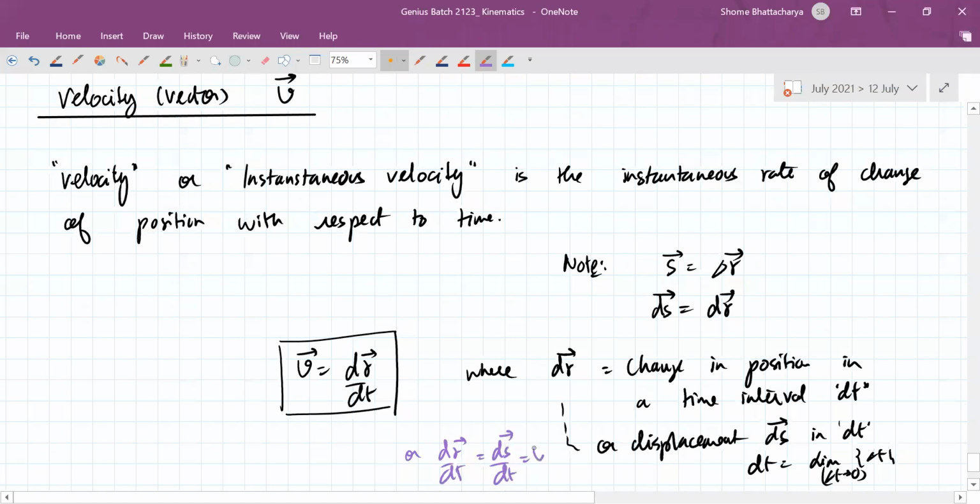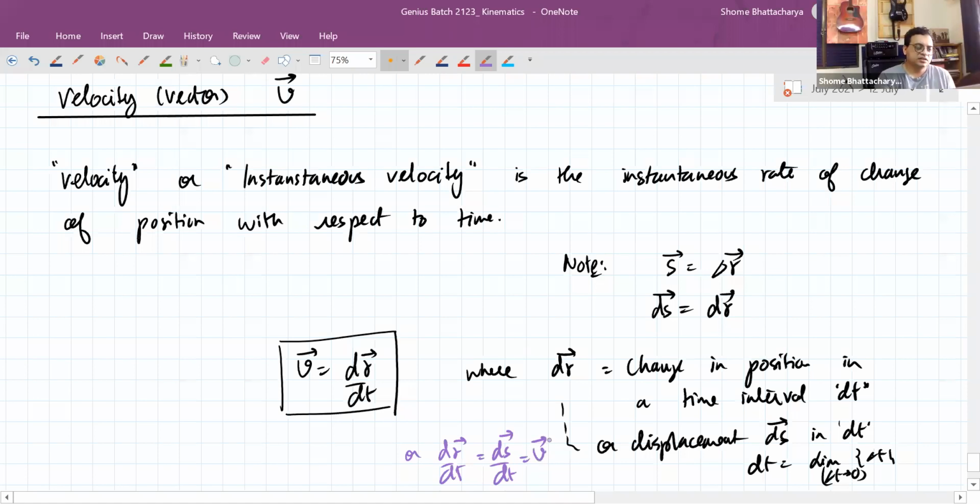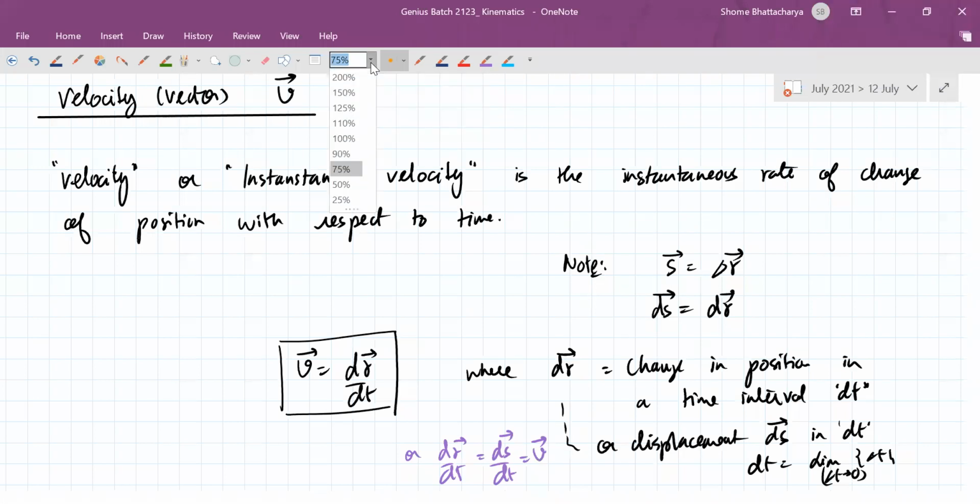Sir, can you please repeat the last thing? I got disconnected. The change in position dr in a small interval of time dt is the same thing as the displacement ds in that same interval of time. Okay, sir. Understood. That's right.